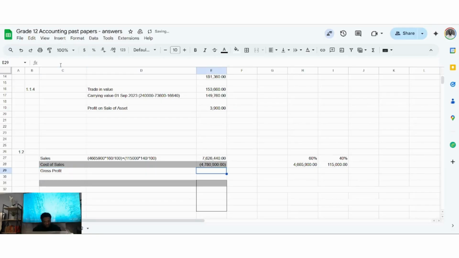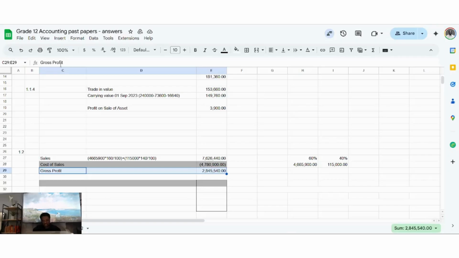So our gross profit is basically then sales minus the cost of sales, which gives us 2,845,000. So this is always a mark that you should get because it's a method mark, and in case you weren't able to calculate the sales, well, what I would suggest is that maybe you make up a number for sales so that at least you do get that mark for the gross profit, because if you apply the right method, even if you have the wrong sales amount, you will still get the method mark. So please make sure about that.